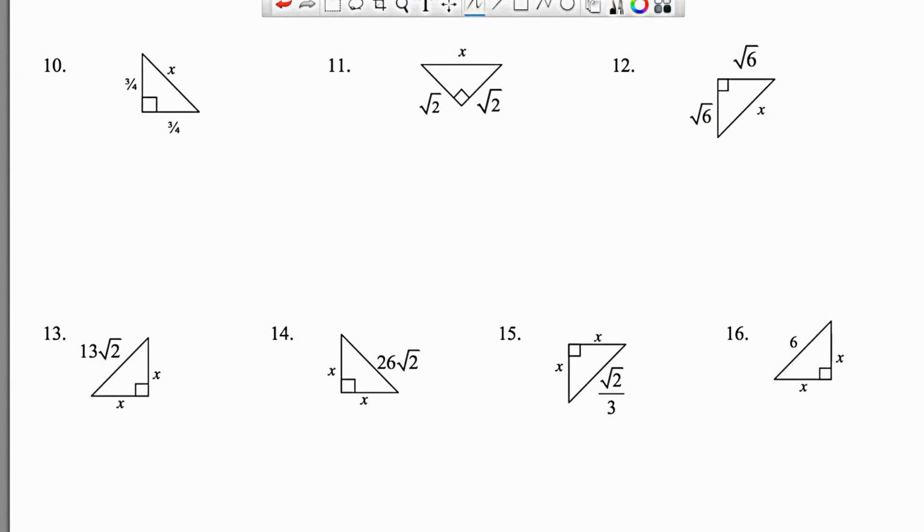In this third video, we're going to do some more practice with the 45, 45, 90 right triangle, both going forward and this time throwing in a few examples where they give us the hypotenuse and we have to go backwards to figure out what the leg is. So let's get started. In number 10, each leg is 3/4.